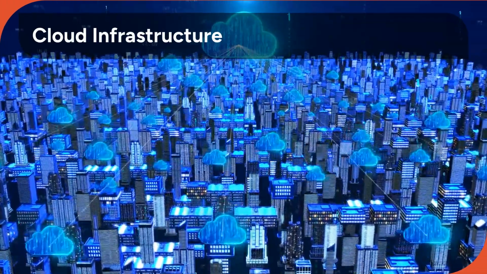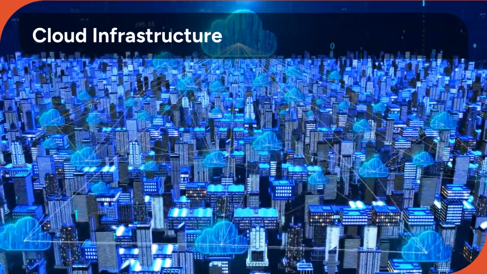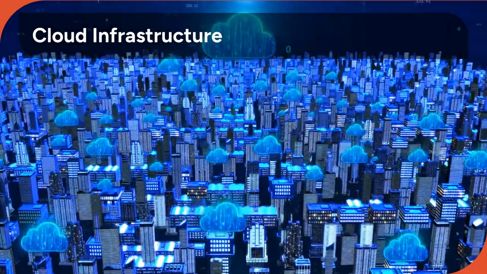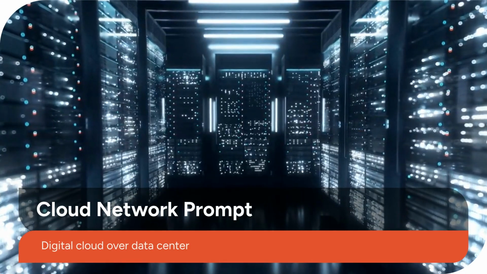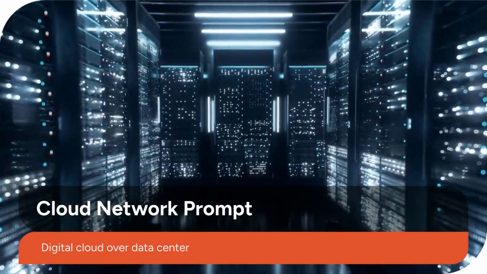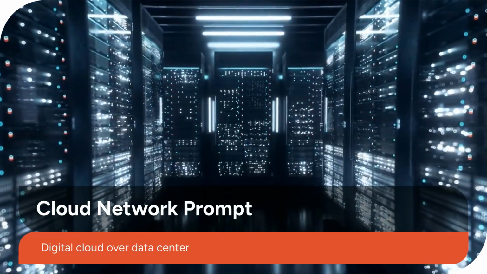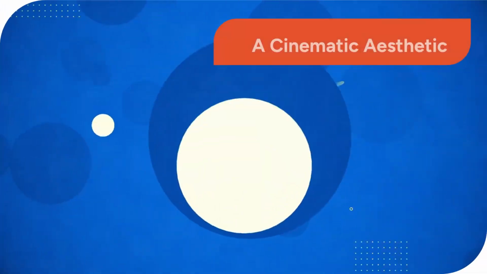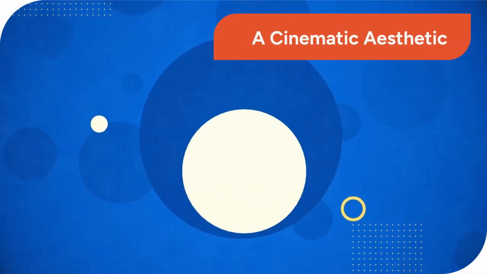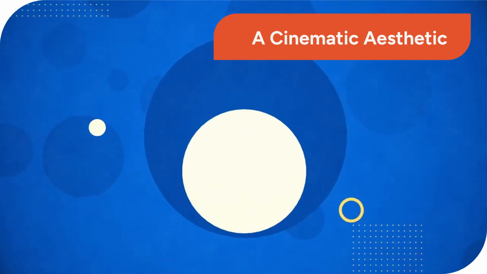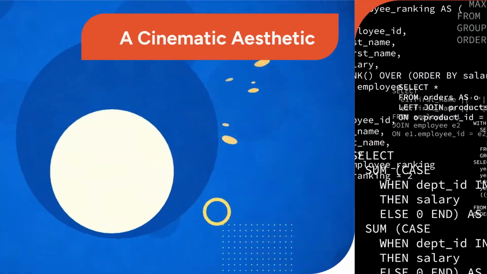Let's start with a foundational topic, Azure Cloud Infrastructure. We need a visual that conveys scale and connectivity. The prompt should describe a futuristic, glowing blue digital cloud network floating above a high-tech data center with thousands of data streams. Remember to ask for a professional tech corporate aesthetic, deep blue and teal color palette, 4K resolution, smooth motion, and high-end 3D rendering for maximum impact.